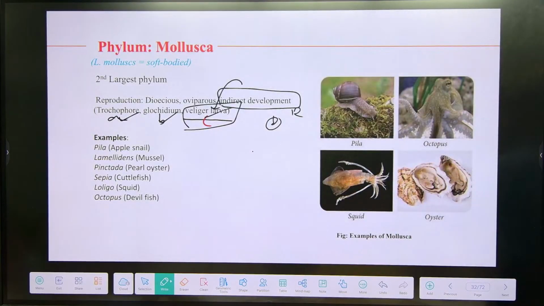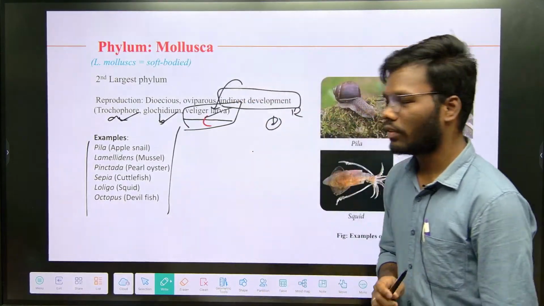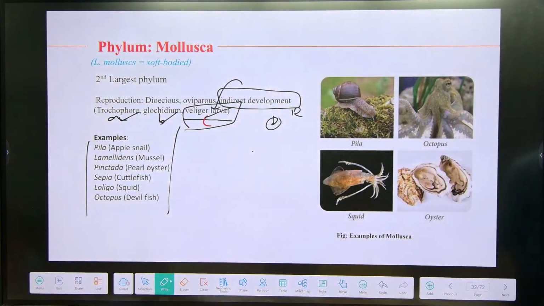According to NCERT. These are the examples; you have to remember all the examples, scientific names and common names. Mandatory, you have to remember.